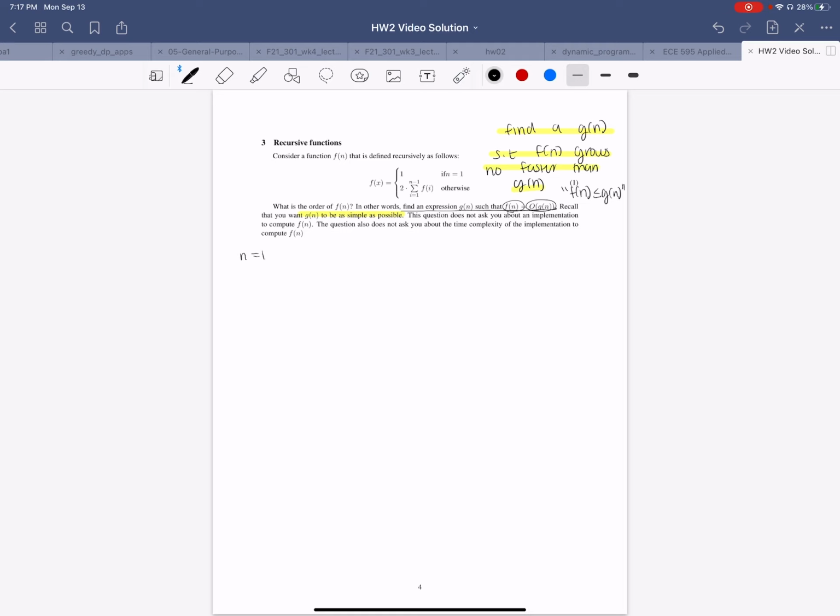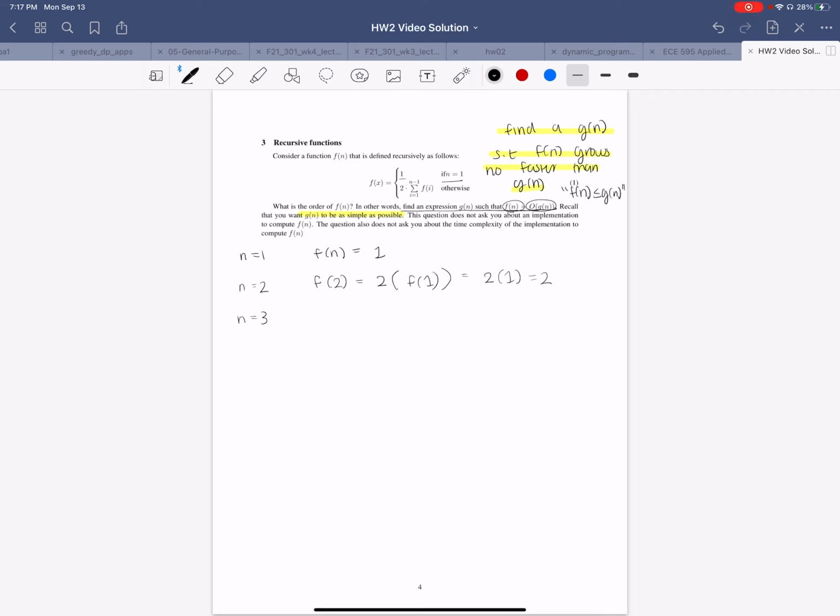So we'll just take some values of n and compute it. When n equals 1, f of n is equal to 1, right? Because if n is equal to 1, then it's just 1. When n is equal to 2, f of 2 is going to be equal to 2 times this summation here. And the summation goes from i to n minus 1. So that's just going to be f of 1. And we know that f of 1 is 1, so this is 2 times 1, which is 2.